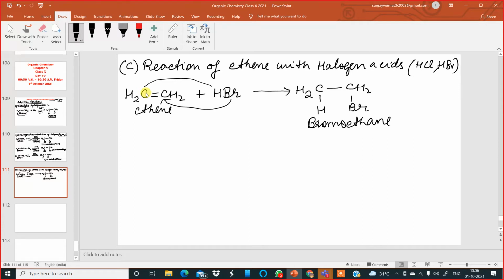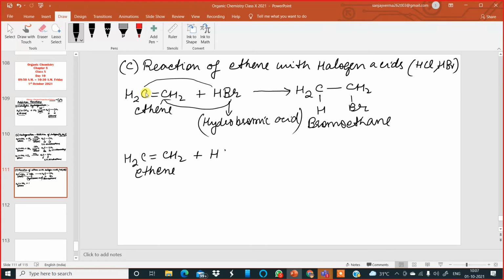So this is the reaction of the halogen acid, hydrobromic acid. Like hydrochloric acid, it is also hydrobromic acid. The other reaction is between ethene again, H2C double bond CH2, that is ethene, with hydrochloric acid, that is HCl.